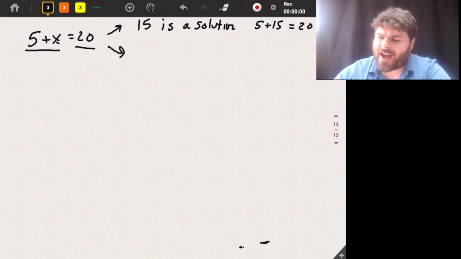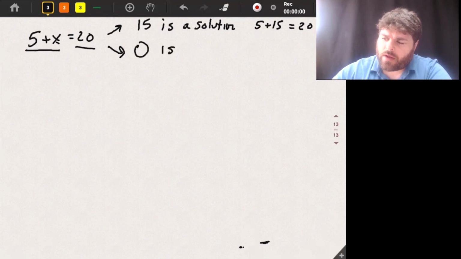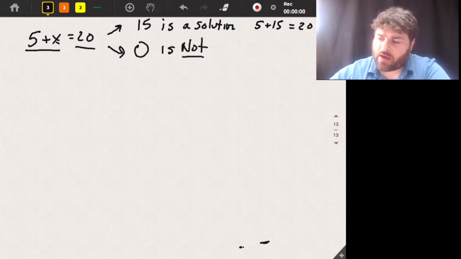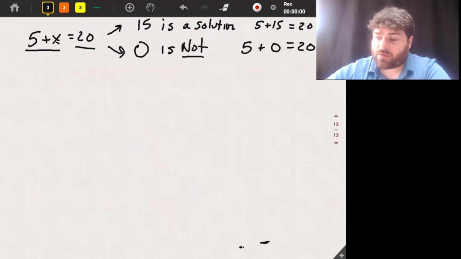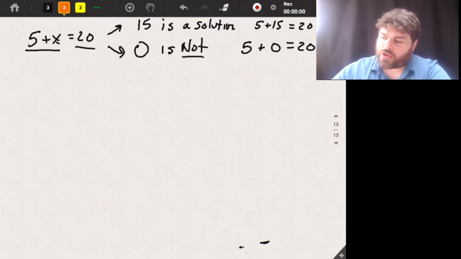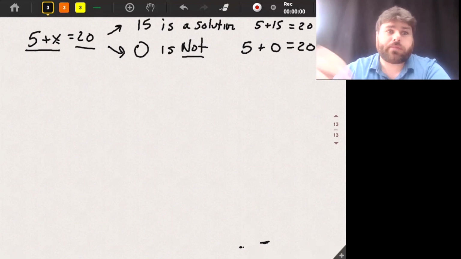Let's look at a number that's not a solution. How about 0? All right, 0 is not a solution. How come? Well, plug it back in. 5 plus 0 equals 20. True or false? 5 plus 0, that's 5. Does that equal 20? No, that is not true. So we say it's not a solution, okay? So basically what you're seeing here is how do you know if a number is a solution or not? You plug it into the equation. If when you plug it in, it makes it true, it's a solution. If when you plug it in, it doesn't make it true, it's not a solution. It's as easy as that.